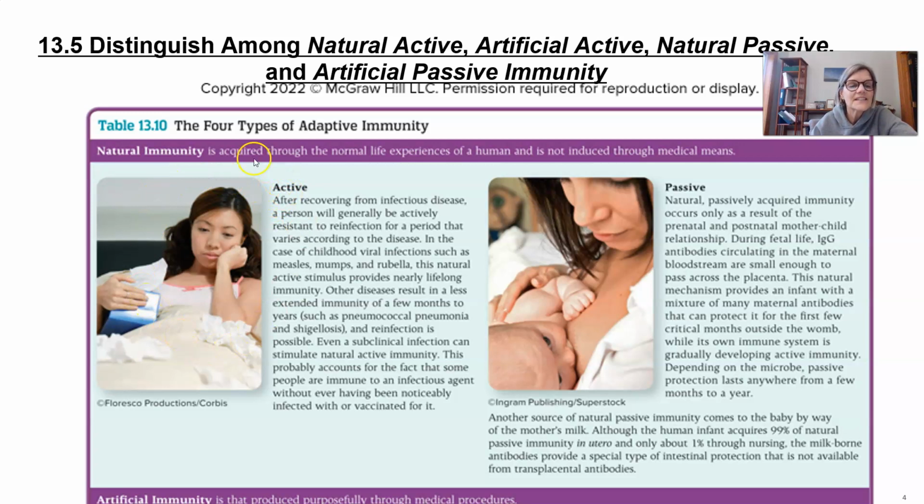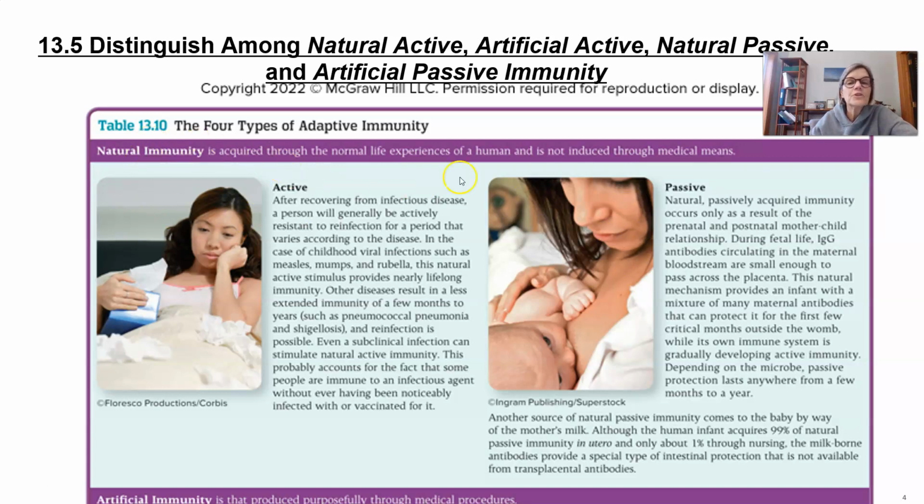So the classic example of natural active immunity is getting exposed to a pathogen and getting sick, or getting exposed to a pathogen and your antibodies fighting off the disease. So you might not get sick, but you're making your own antibodies. Natural active immunity is natural exposure to pathogens.